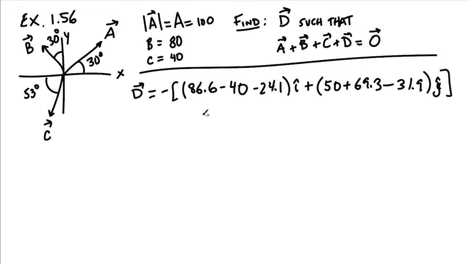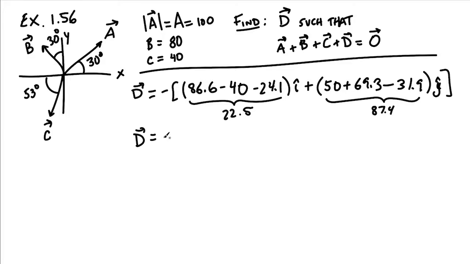So moving this vector d up here to make some more room, I can just plug these numbers into a calculator. So 86.6 minus 40 minus 24.1 is 22.5. And 50 plus 69.3 minus 31.9 is 87.4. So carrying through now, my d vector is going to equal, I've got to remember the negative sign, negative 22.5 in the x direction, so it gets multiplied by this i unit vector, and then I still need the negative sign, minus 87.4 in the j direction.